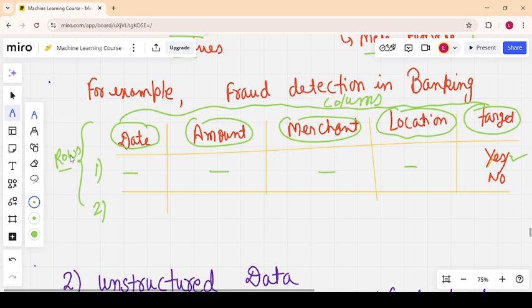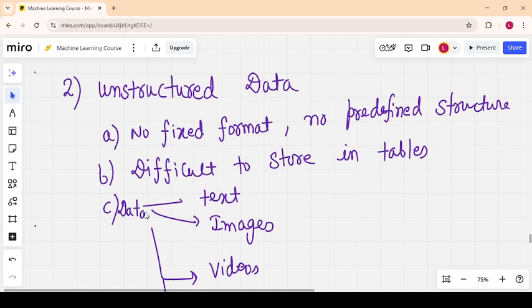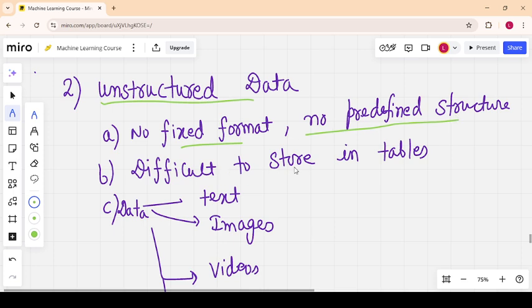Let's move to the other type of data, unstructured data. Unstructured data are those data that do not have any fixed format. Like in structured data, we have a fixed format, that is tabular format, which consists of rows as well as columns. But in the case of unstructured data, we don't have any fixed format. There is no predefined structure. It is difficult to store the dataset in a tabular format, as happens in structured data.